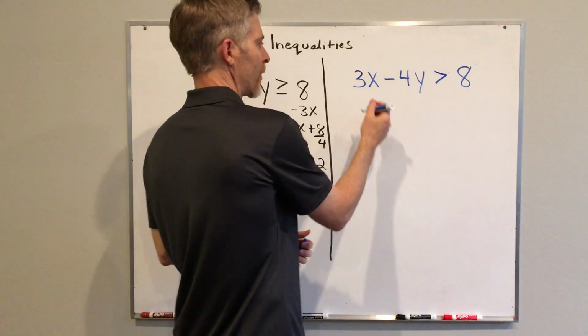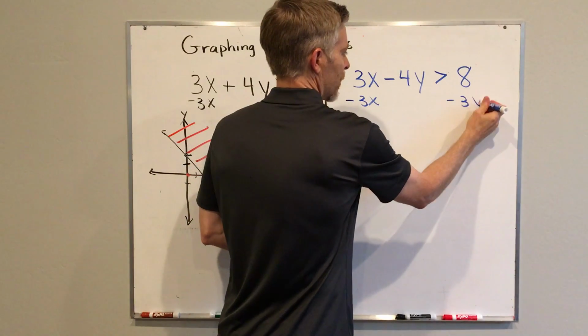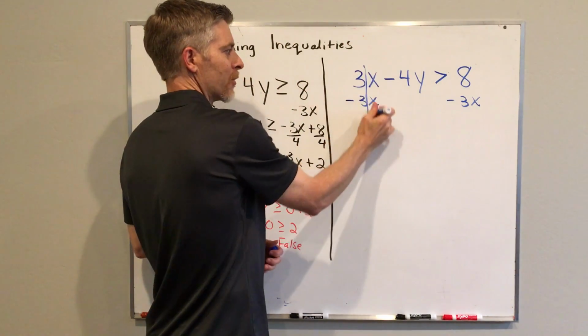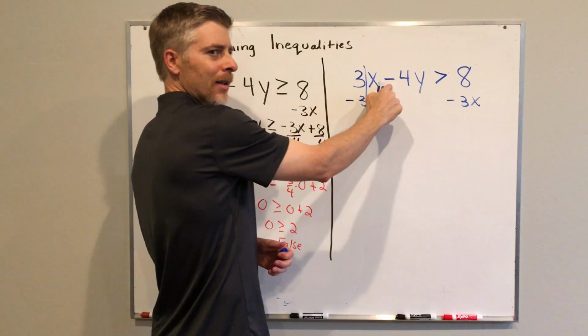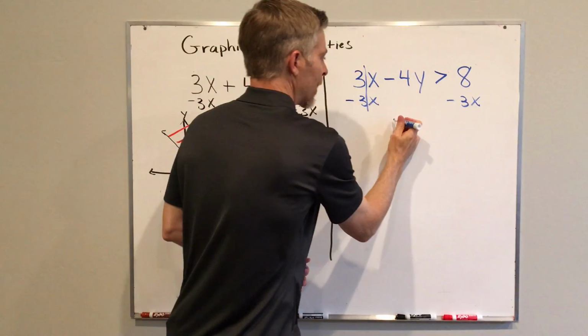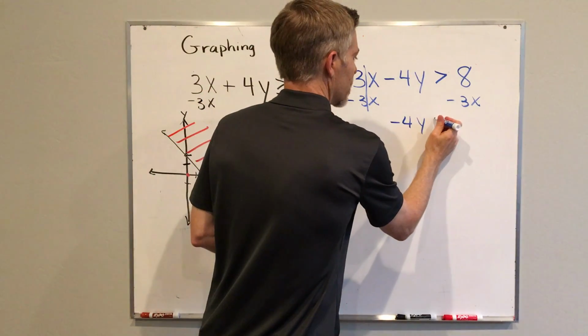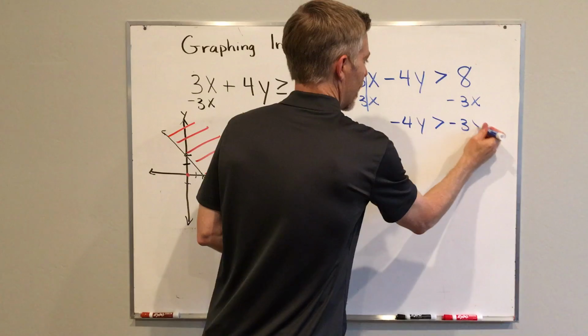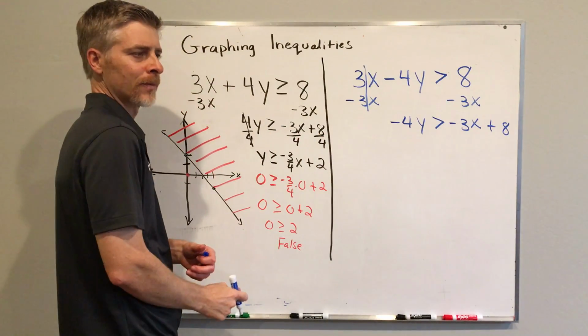Let's get into y equals mx plus b. So we're going to subtract 3x. Now this one's a little trickier. When I subtract the 3x, I'm left with a negative 4y. You've got to hang on to that minus sign. It becomes a negative sign, greater than negative 3x plus 8, just like we did before.